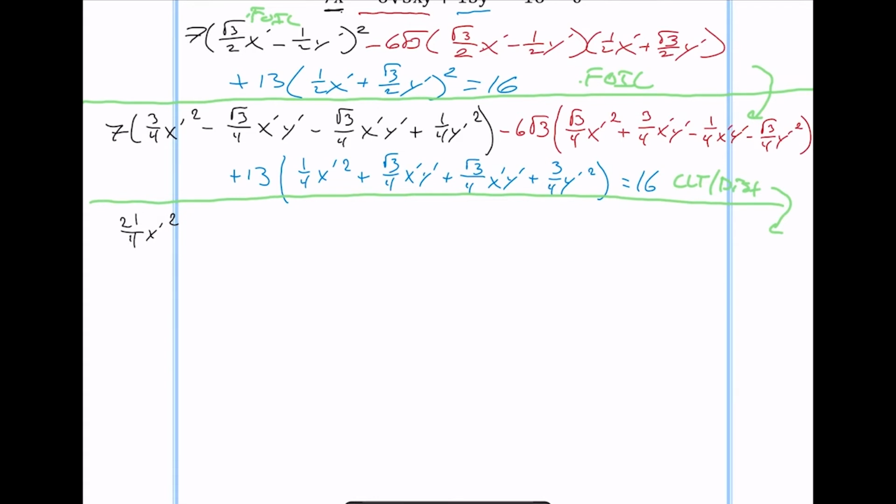Okay, in black from the previous line, negative root 3 minus root 3, that's negative 2 square roots of 3 over 4, times 7 makes negative 14 square roots of 3 over 4. That's how many x prime, y primes we have. And then plus 7 times the 1/4 gives us 7/4 y prime squared. In red, looking at the O and the I terms, I've got 3/4 minus 1/4 makes 2/4, and that's positive 2/4 times negative 6 root 3.